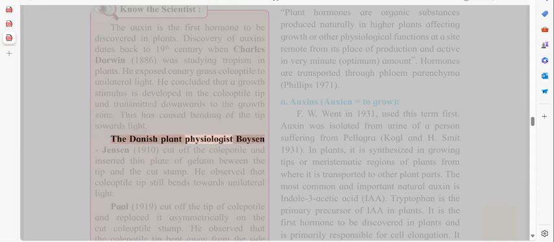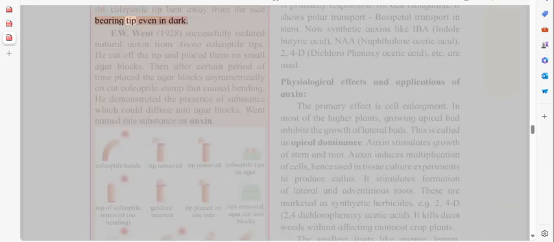The Danish plant physiologist Boysen Jensen, 1910, cut off the coleoptile tip and inserted a thin plate of gelatin between the tip and the cut stump. He observed that the coleoptile tip still bends towards unilateral light. Paal, 1919, cut off the tip of the coleoptile and replaced it asymmetrically on the cut coleoptile stump. He observed that the coleoptile bent away from the side bearing the tip even in the dark.